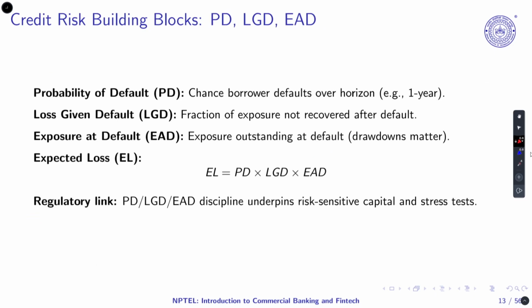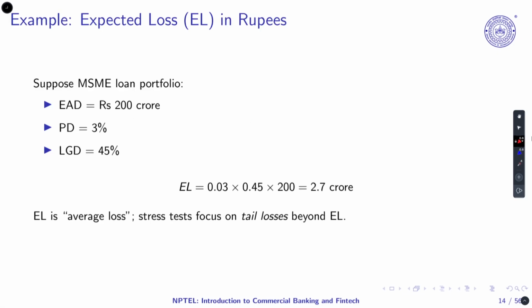If you look from the perspective of what we call credit risk modeling, I think we have already covered this part, but I will give you one example and then we'll move on. One is probability of default, the chance a borrower defaults over a horizon. Loss given default is the fraction of exposure not recovered after default. Then exposure at default is the exposure outstanding at default, and then expected loss. If you multiply all these, I think we have already touched upon this. I just wanted to show that when we are discussing capital risk, this has a lot of role to play.